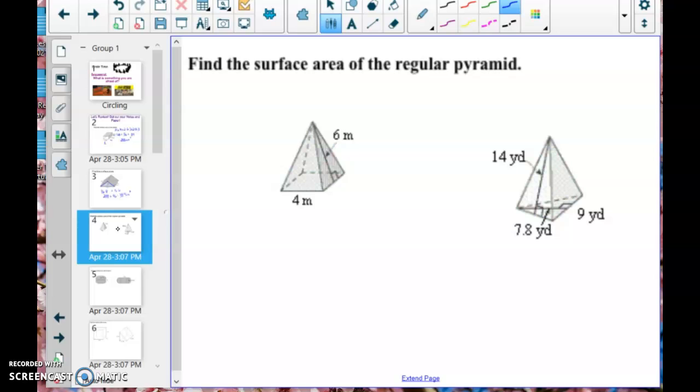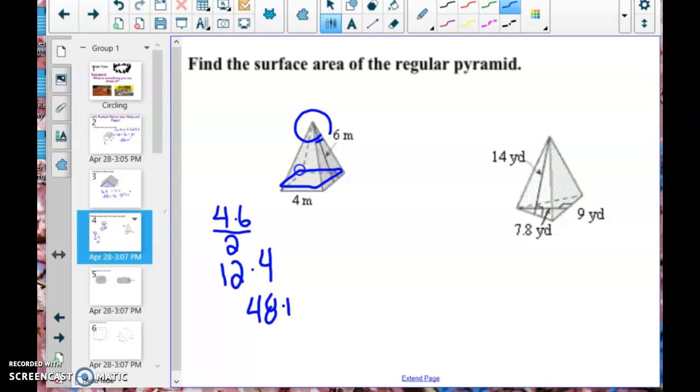So you can see the base is a square, and you can see that the triangle has a base of 4 and a height of 6. So I'm going to do 4 times 6 divided by 2. The area of one of those triangles would be 12, but then I times it by how many triangles are going around, and in this one there are 4 of them because it's a square. Then I am going to add the area of the base, which again is a square, so 4 times 4, which is 16. So the total surface area for this shape would be 64 meters squared.